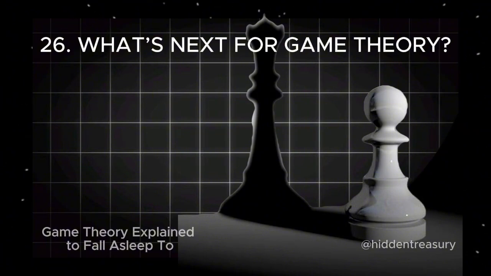For decades, the field focused on structured problems, small groups of players, clear choices, fixed rules. These models helped explain things like auctions, negotiations, and voting behavior. But real life isn't always that tidy. People change their minds, new players enter, the rules evolve. That's why the future of game theory is moving toward models that can handle complexity, uncertainty, and constant change.